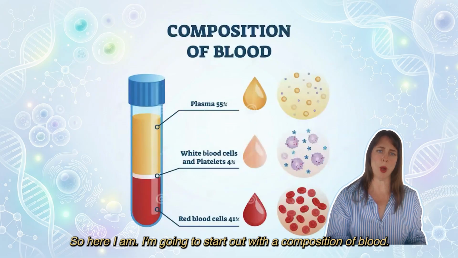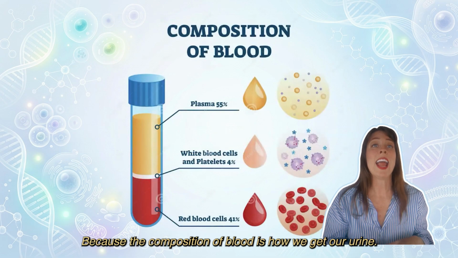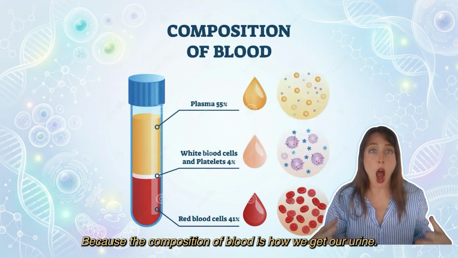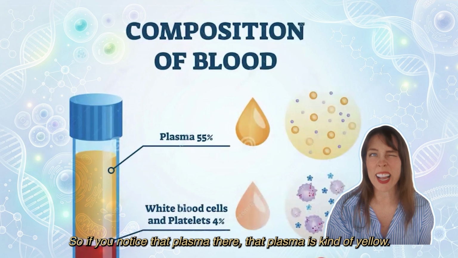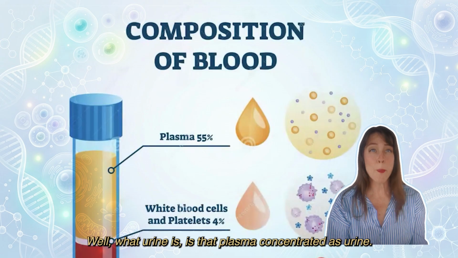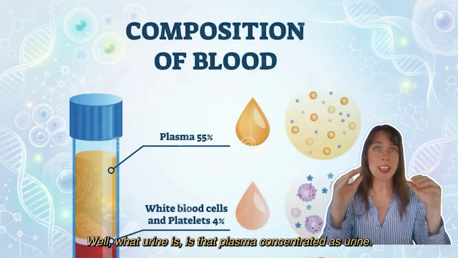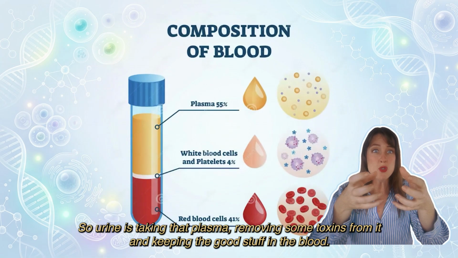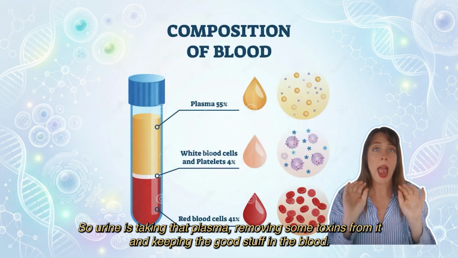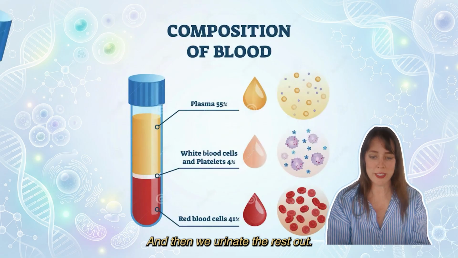I'm going to start out with the composition of blood. Why am I doing that? Because the composition of blood is how we get our urine. So if you notice that plasma there, that plasma is kind of yellow. Well, what urine is, is that plasma concentrated. So urine is taking that plasma, removing some toxins from it, and keeping the good stuff in the blood, and then we urinate the rest out.